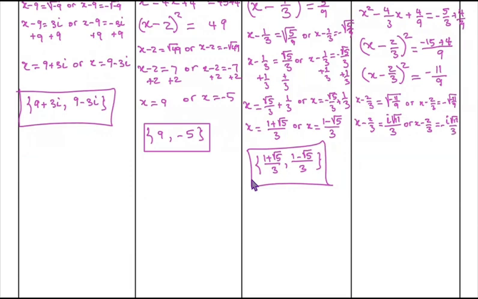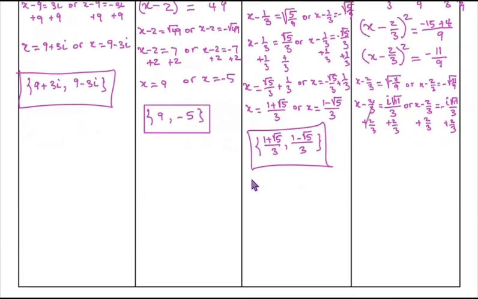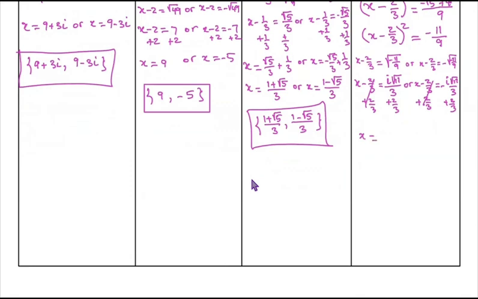So or x minus 2/3 equals negative i square root of 11 over 3. Now we can add 2/3 on both sides of each equation to isolate x. x equals 2/3 plus i square root of 11 over 3, or x equals 2/3 minus i square root of 11 over 3.